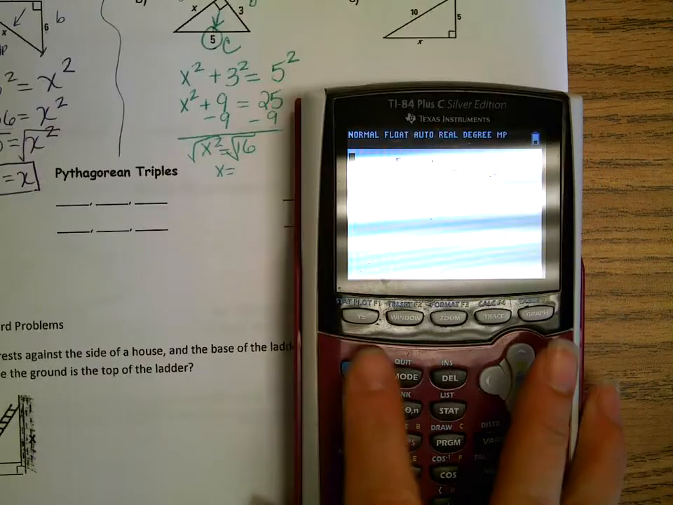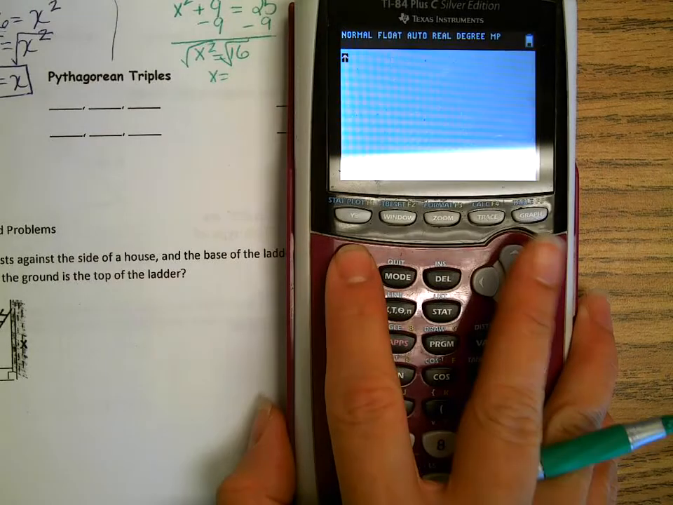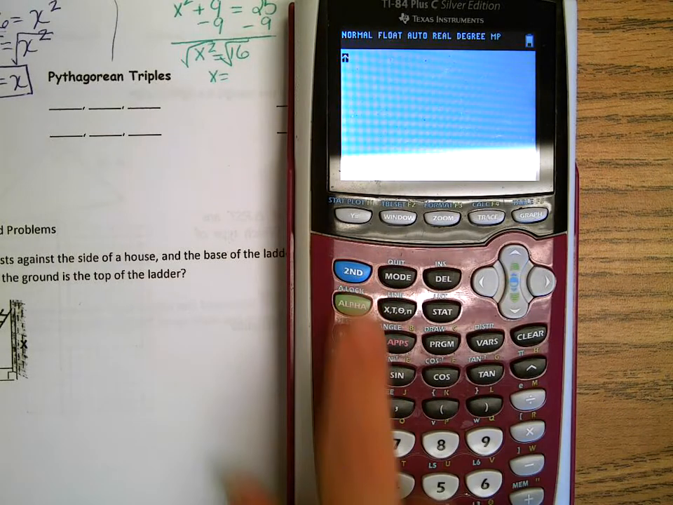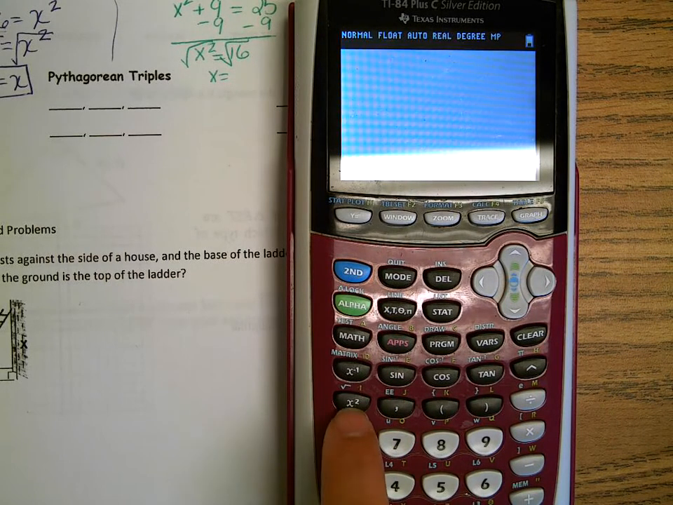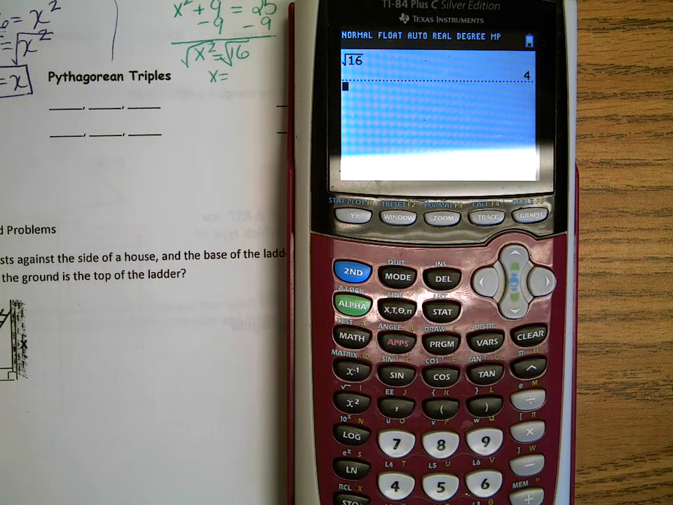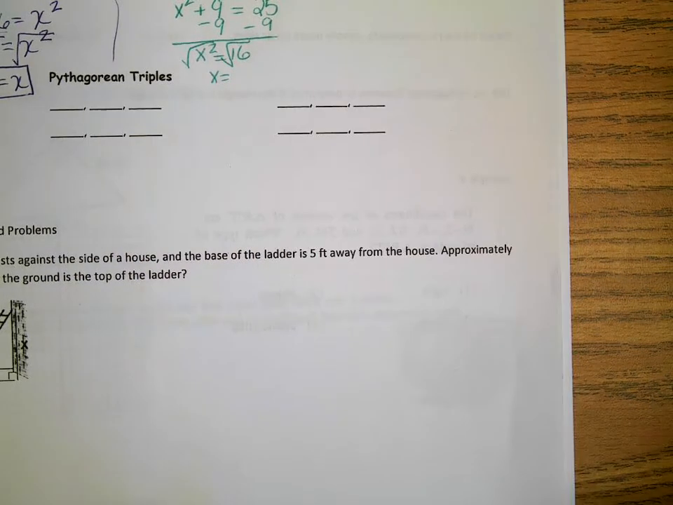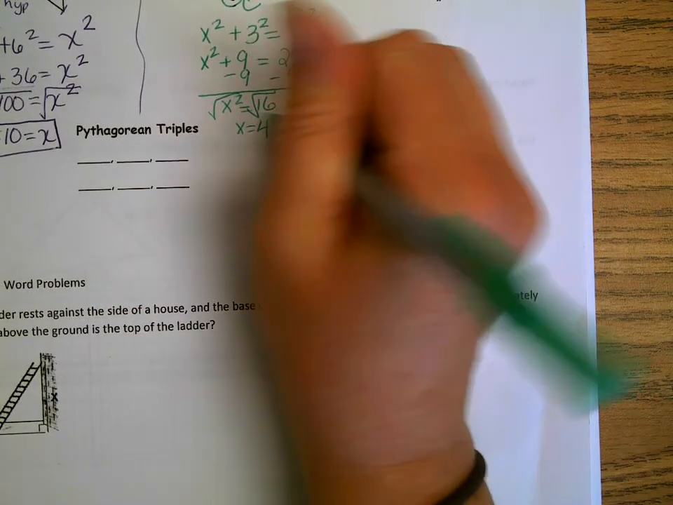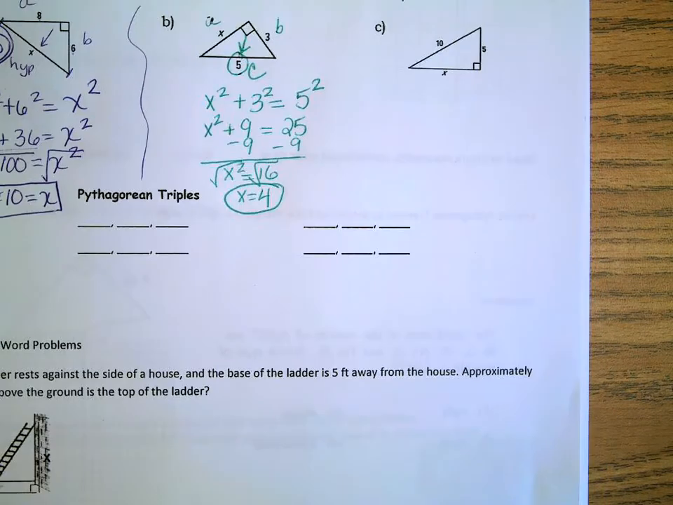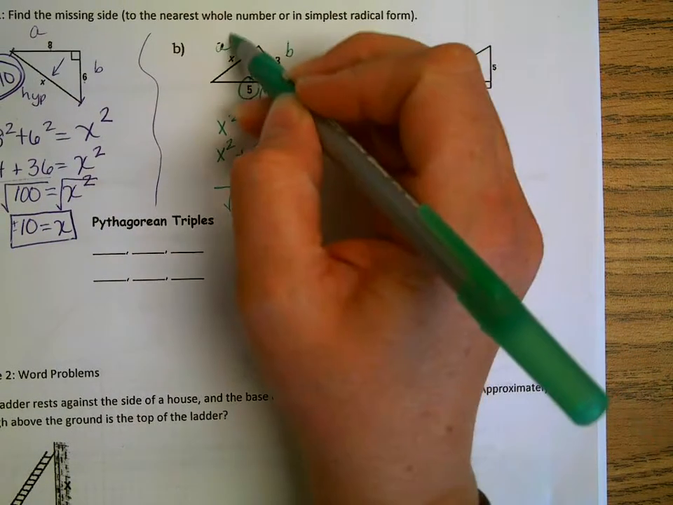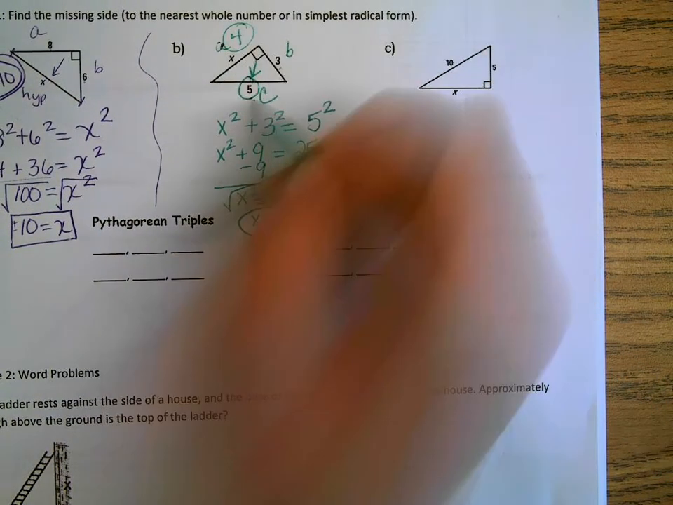could help here. So I would press second here. X squared is down on that first column. And I put in 16. So the square root of 16 is 4. So if you do struggle with those radicals still, we do get x to be 4 there. So that means that 4 squared plus 3 squared will give you 5 squared.